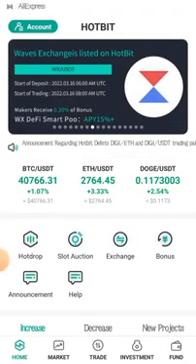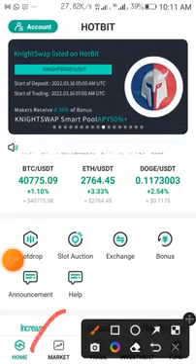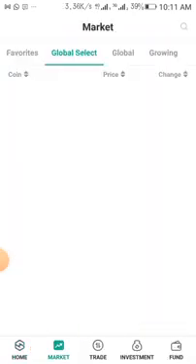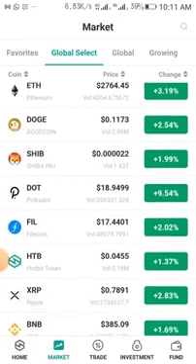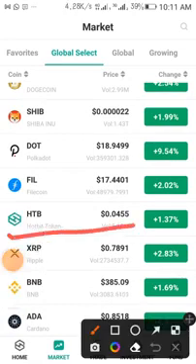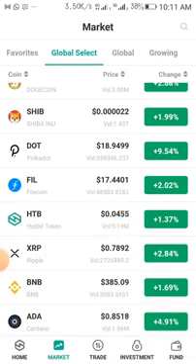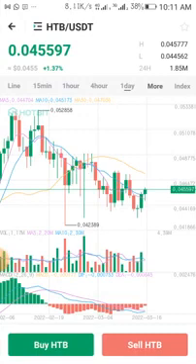So I'll go ahead and click on the market to select a coin that we use to demonstrate the whole thing about transaction execution. I will use the native token, the Hotbit token, to demonstrate, but you can do the same thing that I'm going to show you here with any other token or coin. So I'll click on HTB, select HTB/USDT, and click on buy.